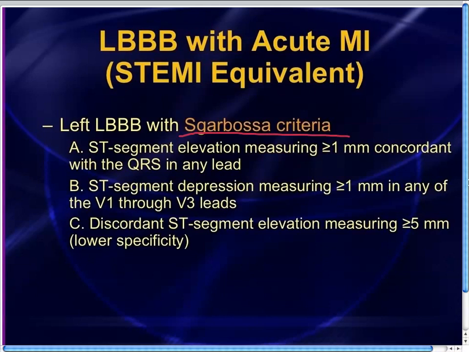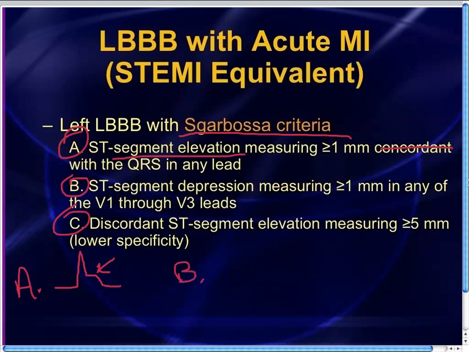I'll refer to these as Sgarbossa A, B, and C. Sgarbossa criterion A essentially said if the QRS goes up and there's ST segment elevation in the same direction, or concordant, the person's having an MI. Sgarbossa criterion B really just applied to V1, V2, or V3. She said if the QRS complex goes down and the ST segment is depressed in the same direction, concordant depression, then that predicts an acute MI.